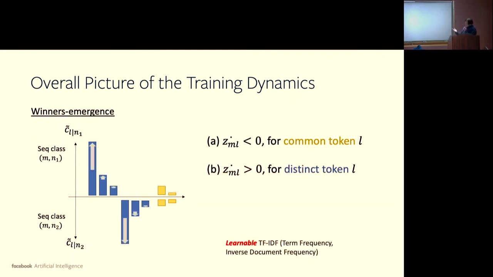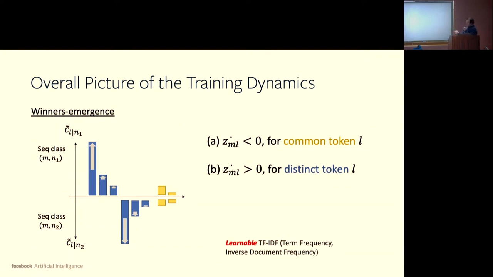On the other hand, you can show that for distinct tokens, their corresponding Z, the attention logits, will grow over time. This figure shows how it grows. For all these distinct tokens, their attention scores go up, and this increase will also make the final C theta go up as well. From these two, you can already see the attention mechanism is kind of like a learnable TF-IDF.